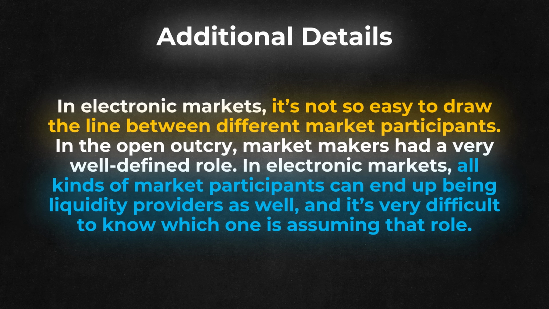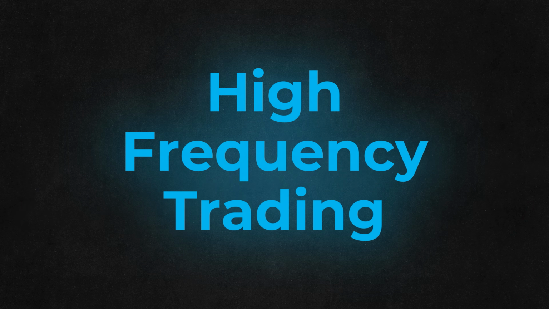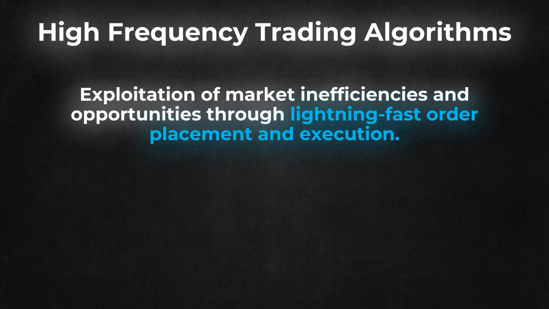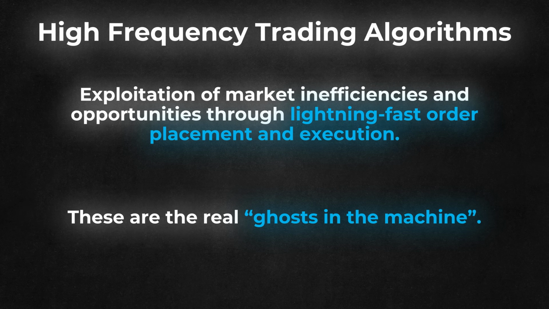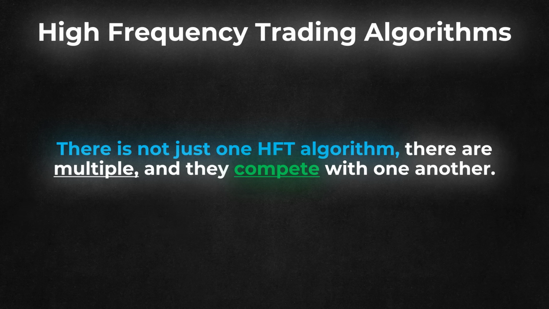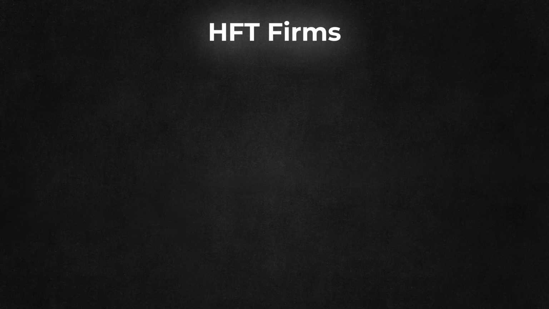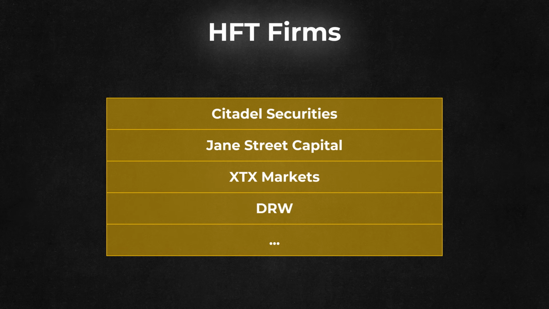We also need to talk about another important type of algorithm, which are the high-frequency trading algorithms. They exploit market inefficiencies and opportunities through lightning-fast order placement and execution. These are the real ghosts in the machine, so to speak. Notice there isn't just one high-frequency trading algorithm. There are multiple, and they compete with one another. Many of the high-frequency trading firms also engage in market making. Some well-known high-frequency trading firms are Citadel Securities, Jane Street Capital, XTX Markets, and DRW.